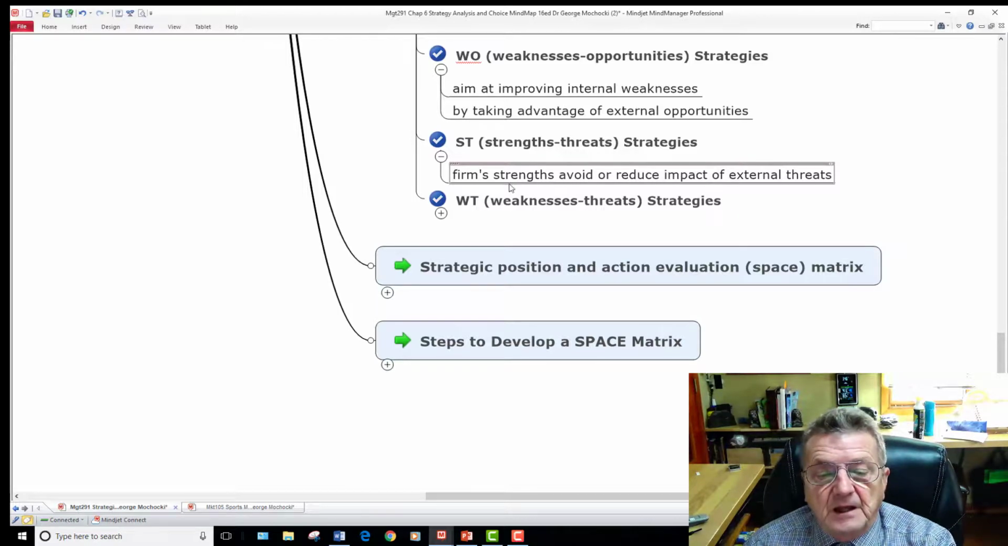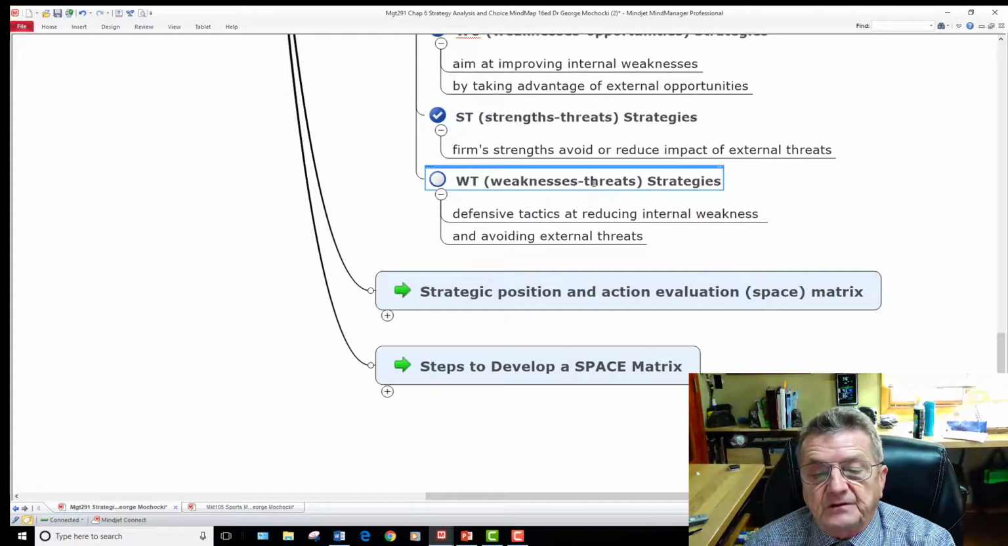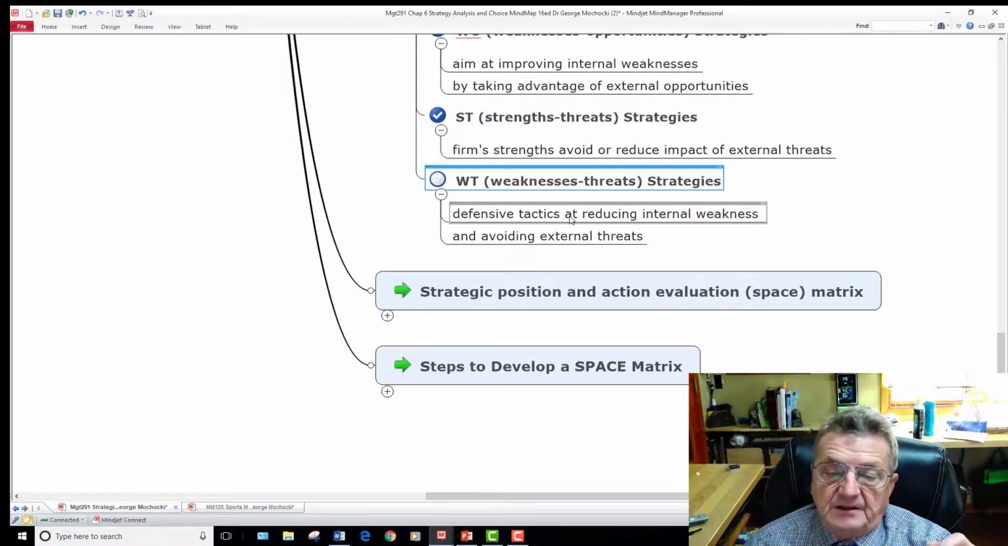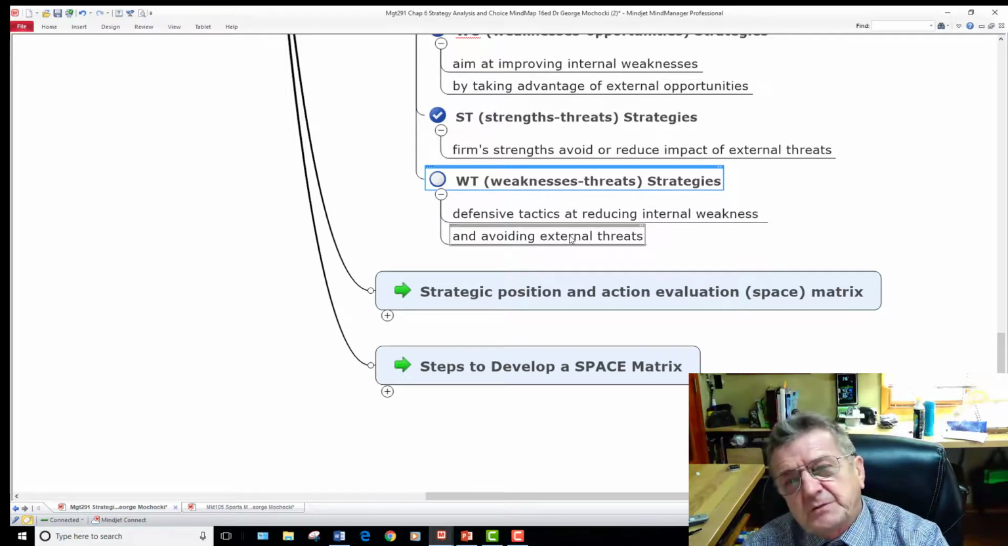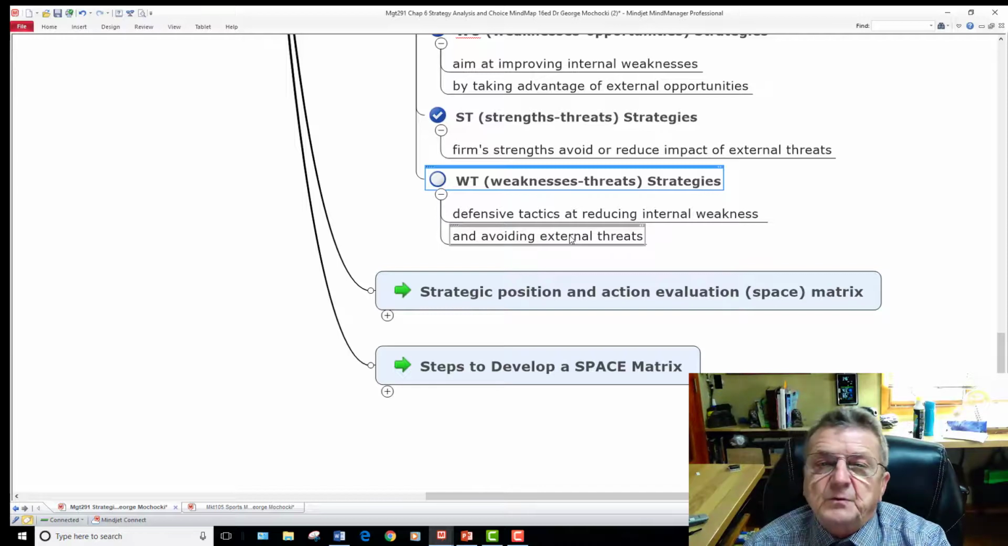Okay, and then the last one is weaknesses and threats, W-T, defensive tactics reducing internal weaknesses. How do I do that? And how do I avoid external threats? Do you see what I mean? So you're doing that now. Do you see where the SWOT comes in? You take me for management, you take me for finance, we always look at the strengths and weaknesses of our organization. How do I turn it around?